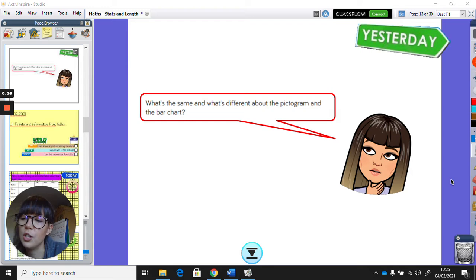Now my question to you, where you can pause the video and write down your answer, what is the same and what is different about the pictogram and the bar chart? Pause the video here and have a go.